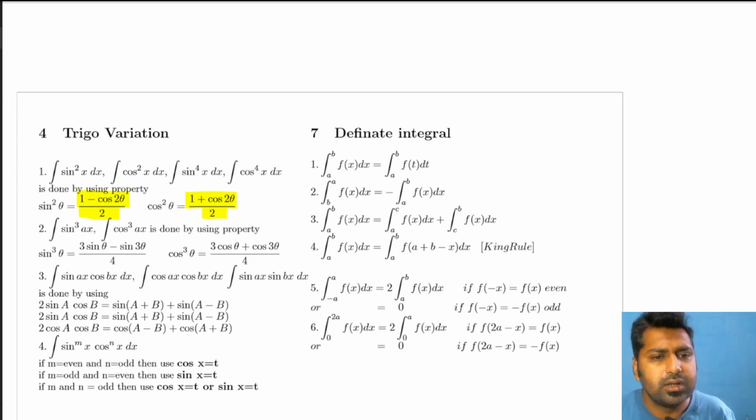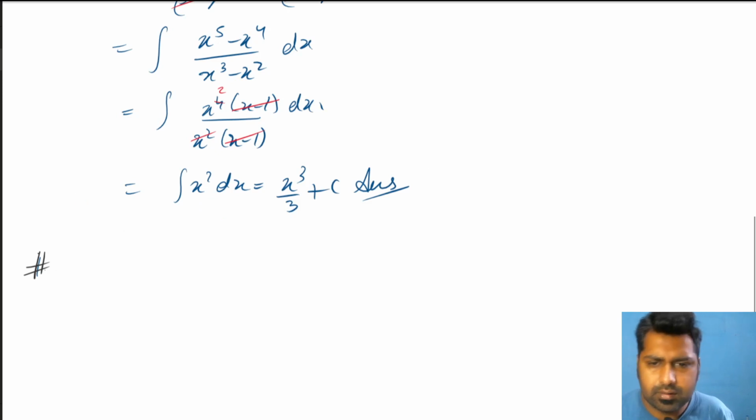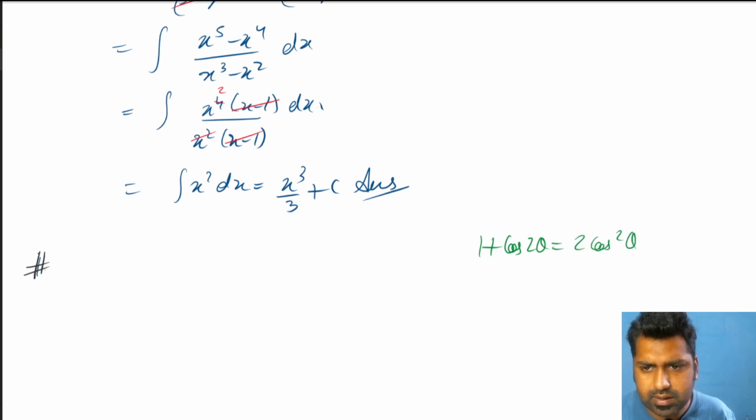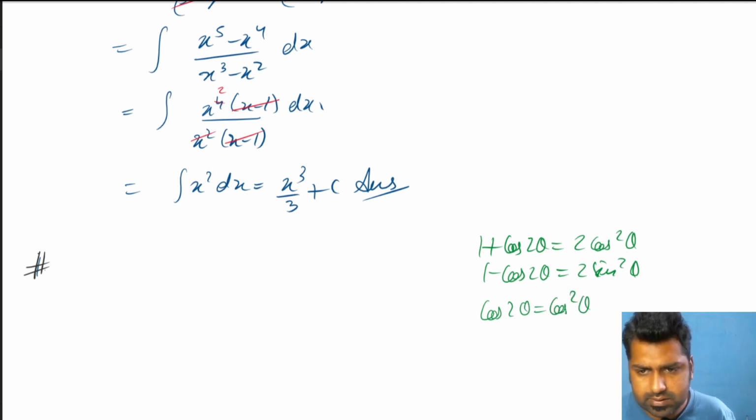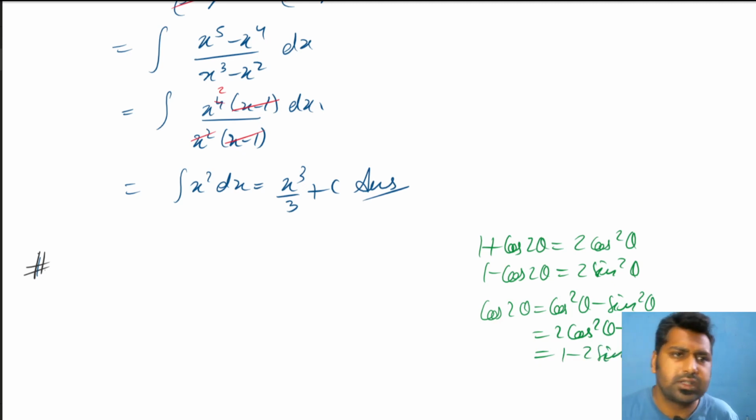So 1 minus cos 2 theta, 1 plus cos 2 theta. So basically we need the formula of cos. Okay, I'll write it here. This is how you are supposed to learn this. 1 plus cos 2 theta is 2 cos square theta, 2 cos square angle half. 1 minus cos 2 theta is 2 sine square angle half. And directly you should know that cos 2x or cos 2 theta is cos square theta minus sine square theta. It's also 2 cos square theta minus 1. It's also 1 minus 2 sine square theta. This is something we discussed in the trigo.